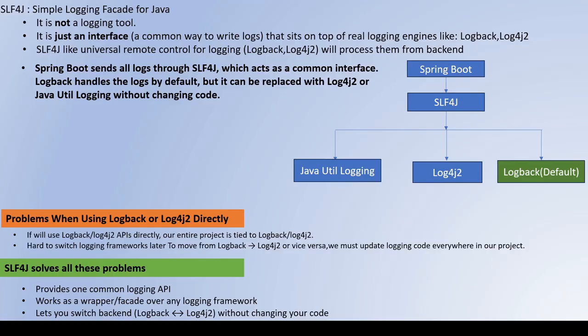If we combine all those things, Java Util Logging is basic and built into the JDK. Commons Logging is an abstraction layer, while Log4j2 and Logback provide advanced, high-performance, and configurable logging used in real-time enterprise applications, with Logback being the default in Spring Boot. We'll understand those things in a later part.